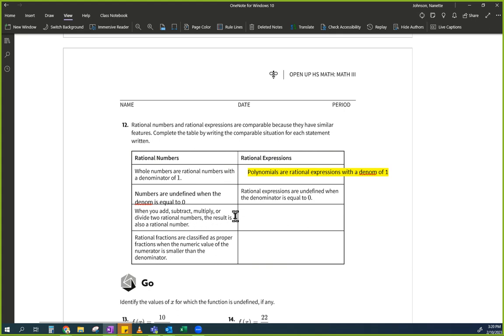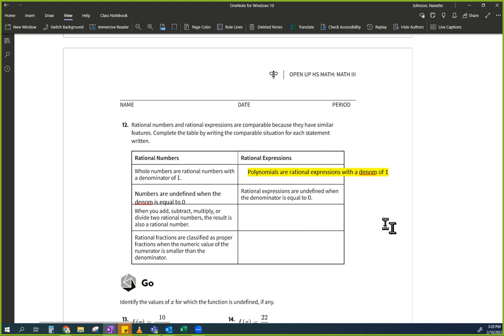So when you add, subtract, multiply, or divide two rational numbers, the result is also a rational number. So is that true? When I add two rational expressions together, yeah, I get a rational expression. When I multiply, that's true. Yeah, it's all true. So I can basically take the same thing and put it over here, except for now, instead of putting rational numbers, I can put rational expressions will result in a rational expression, right? These are the same. Because it works in fraction land, it works in rational expression land.